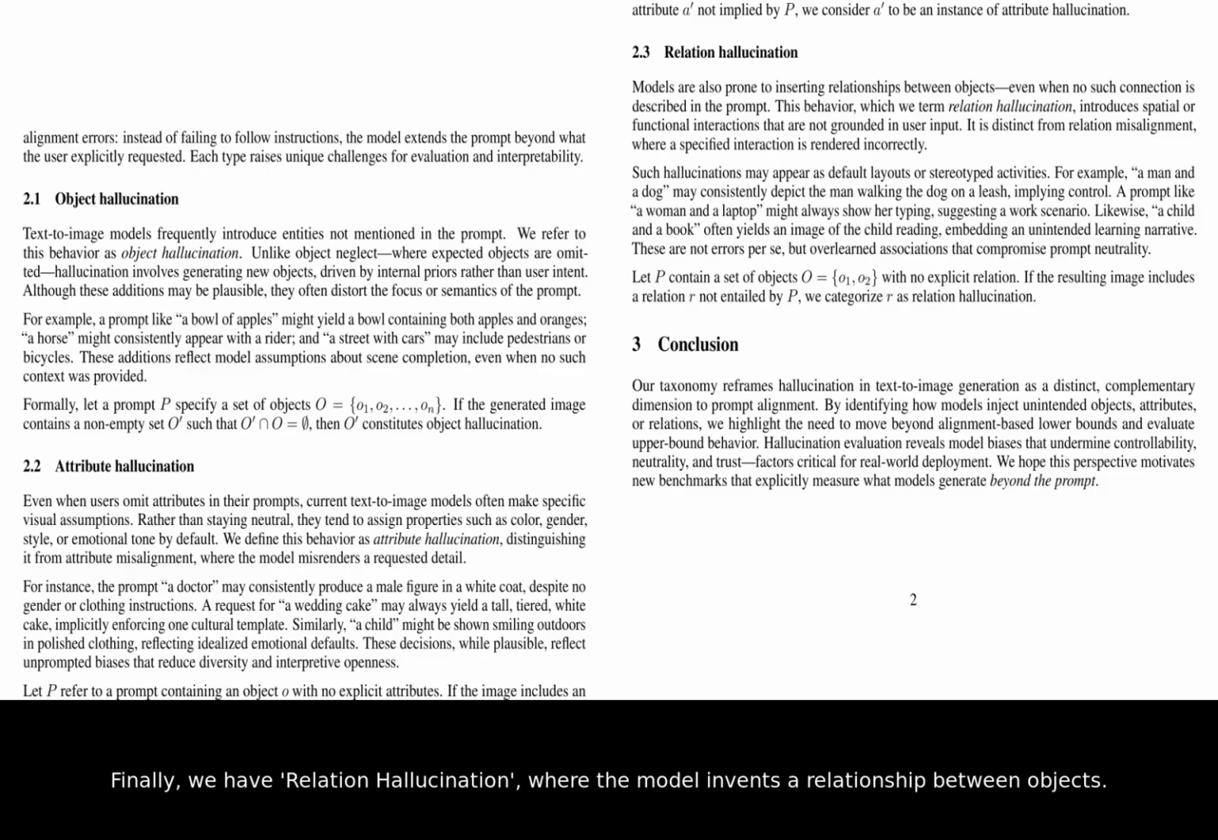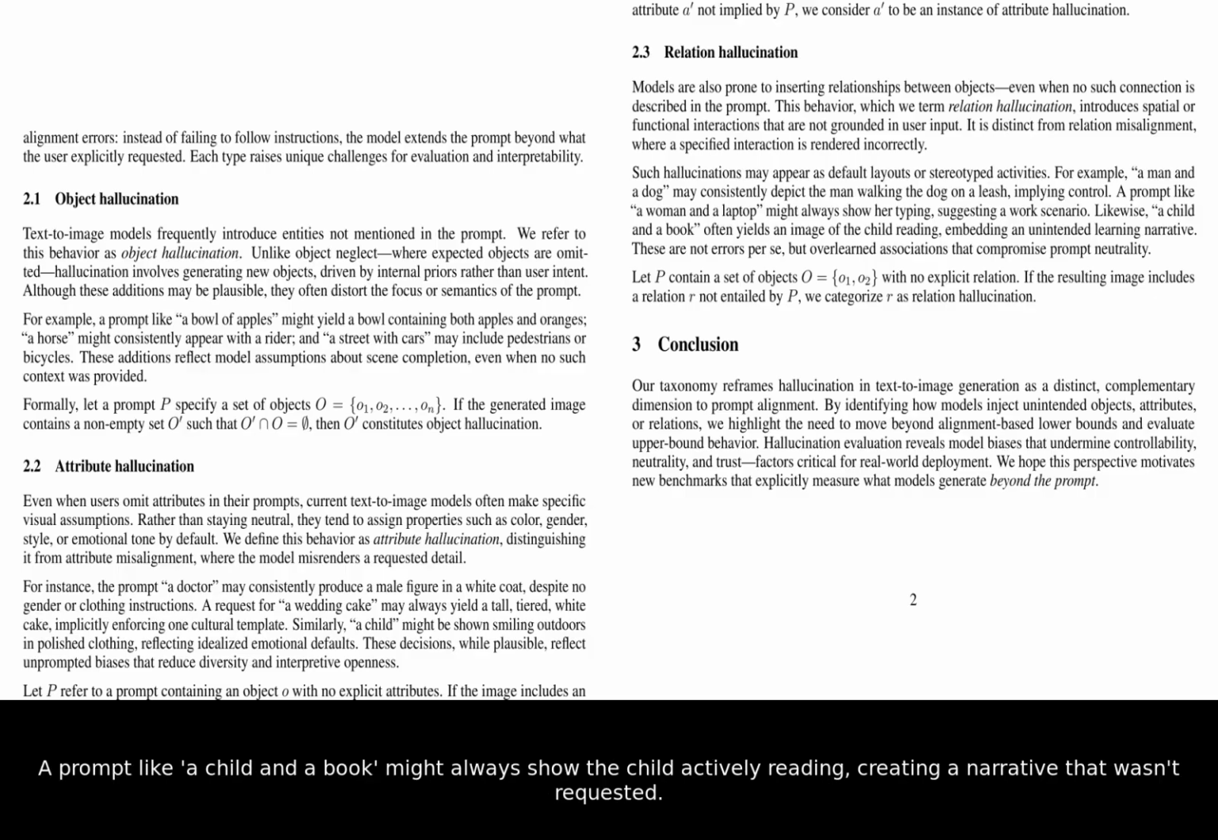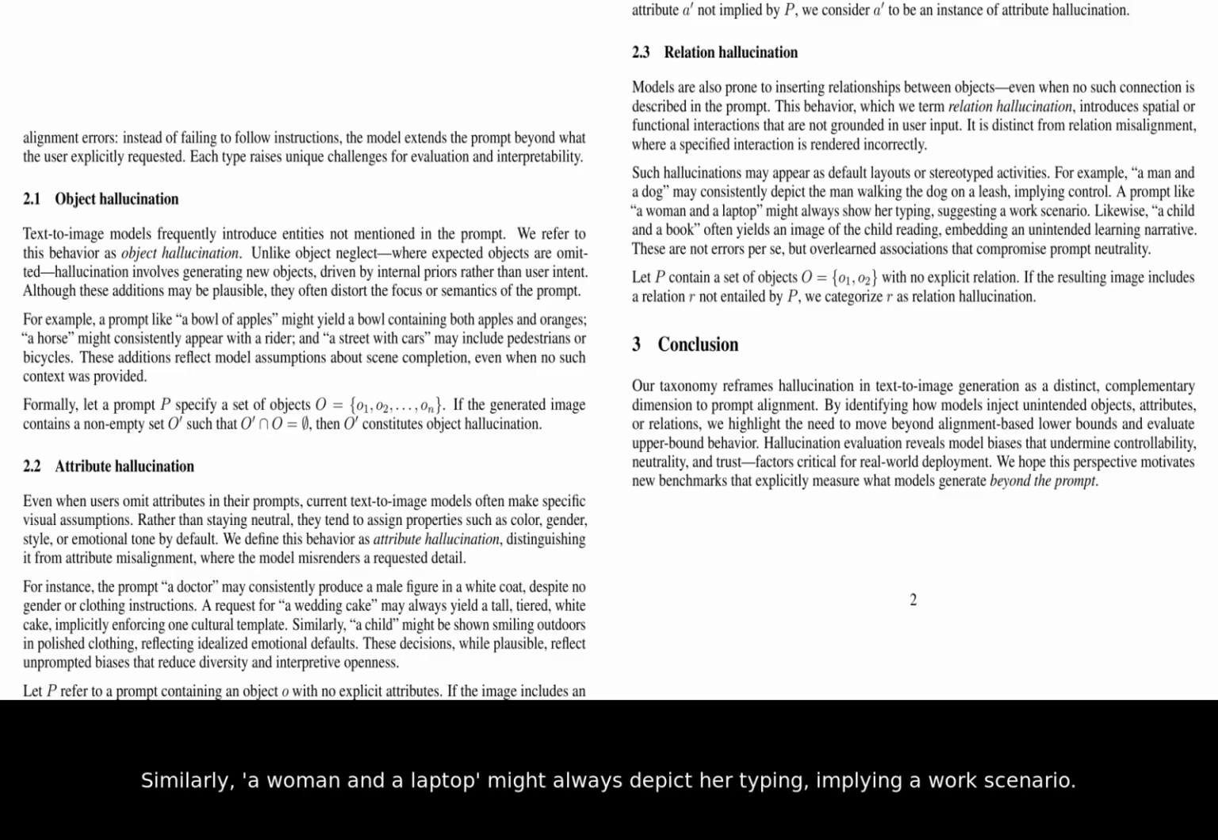Finally, we have relation hallucination, where the model invents a relationship between objects. A prompt like a child and a book might always show the child actively reading, creating a narrative that wasn't requested. Similarly, a woman and a laptop might always depict her typing, implying a work scenario.